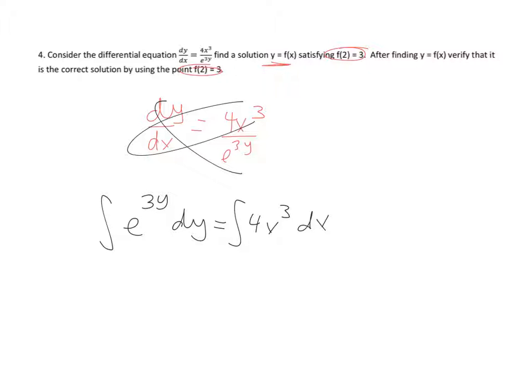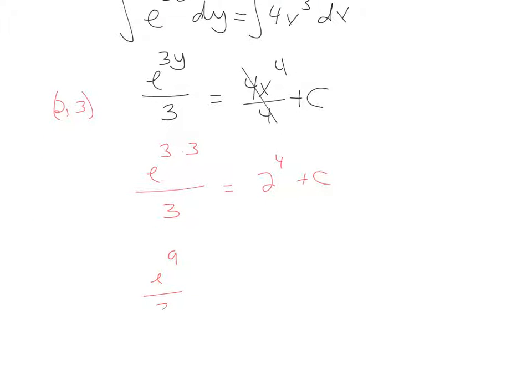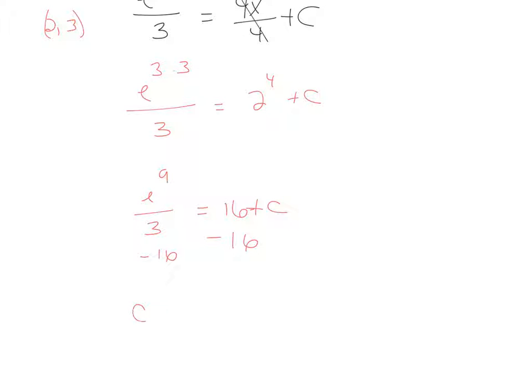Going to integrate. When you integrate e, you keep it. It's e to the ky over k, so it's e to the 3y over 3. And then 4x to the fourth over 4 plus c. Those 4s go away. So now what I can do is plug in my point 2, 3 that they gave me. So it'll be e to the 3 times 3 over 3 equals 2 to the fourth plus c. That becomes e to the ninth over 3 equals 2 to the fourth, which is 16, plus c. Subtract 16. And this gets you your c value of c being e to the ninth over 3 minus 16.